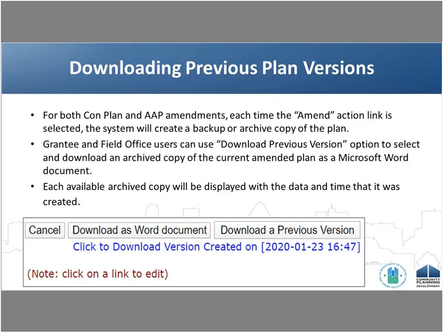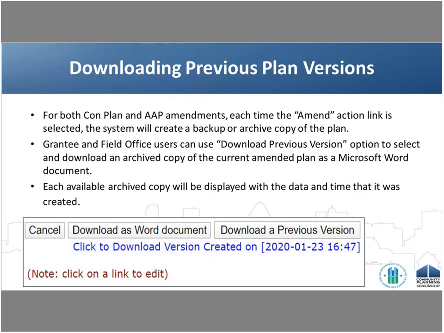All right, so each time a grantee selects the amend action link in the system, it's going to create a new archived copy of the plan. So grantee and HUD users can use this new option to select and download an archived copy of the current amended plan. The system will display a list of available archived copies for the user to select and download to a Microsoft Word document. Each available archived copy will be displayed with the date and time that it was created.